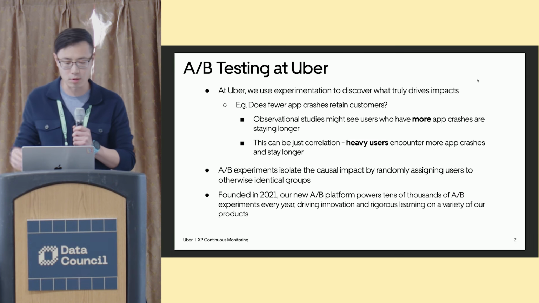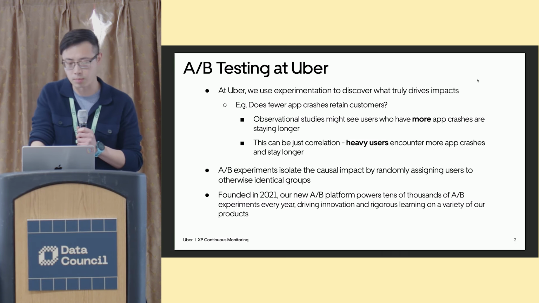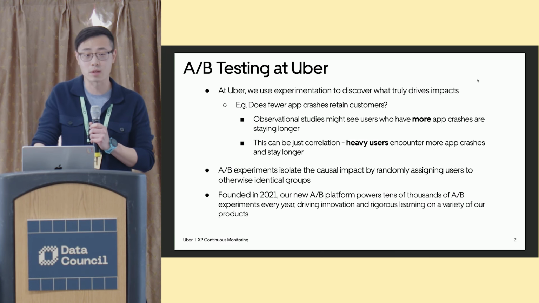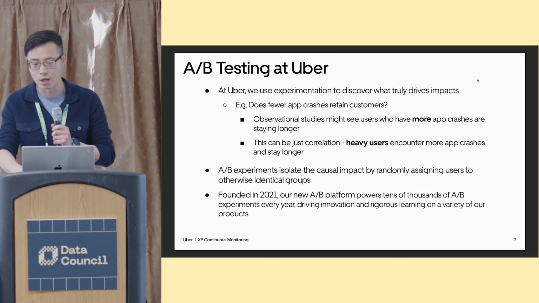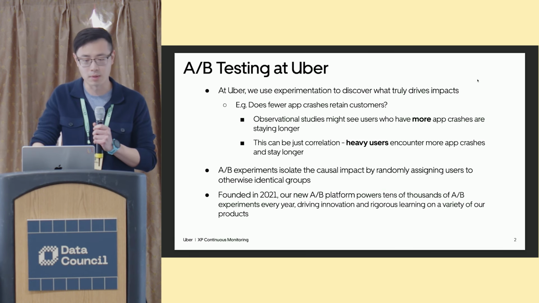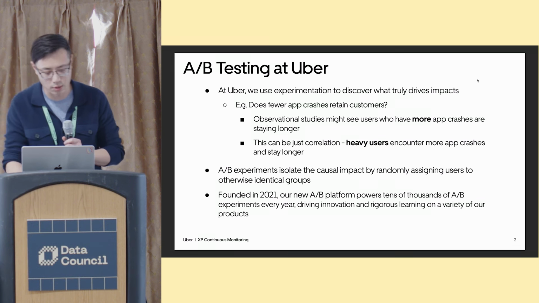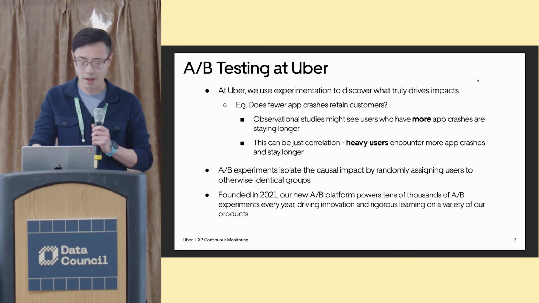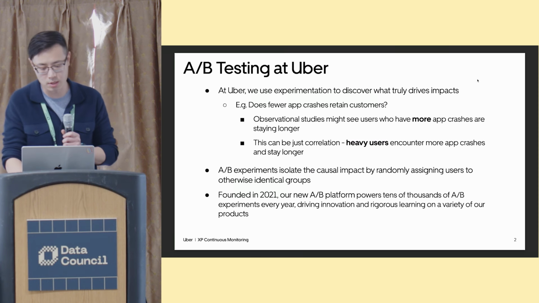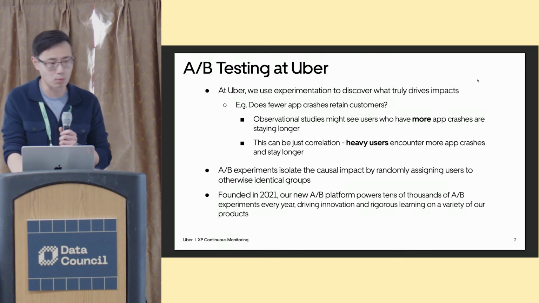For example, we want to learn, if we reduce the app crashes, can that help us retain customers? Without experimentation, you might find something weird in the past data that users who have more app crashes actually are going to stay longer, but that is probably misleading. We only have correlation here, not causation. Having more app crash and staying longer can be just correlated with heavy usages. So there's no causal links you can build with that.